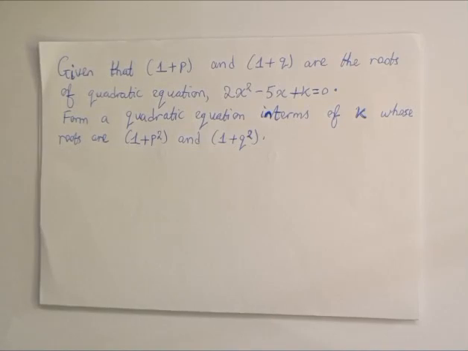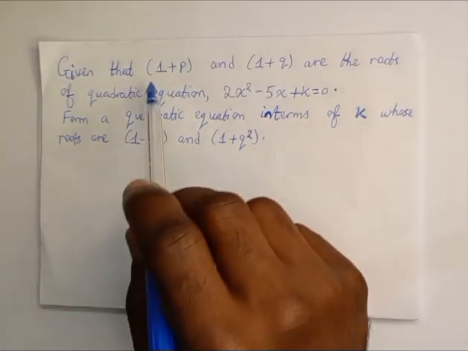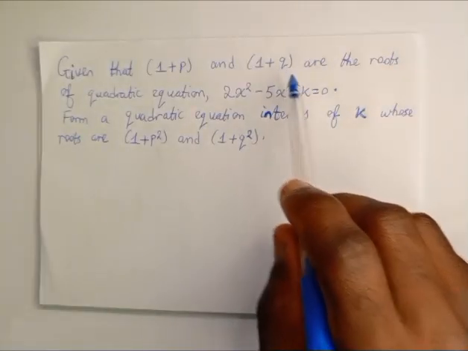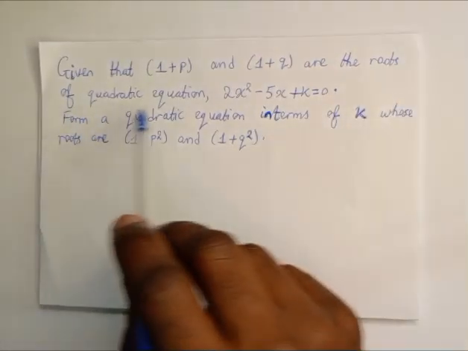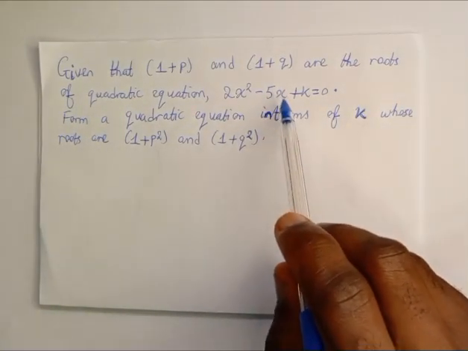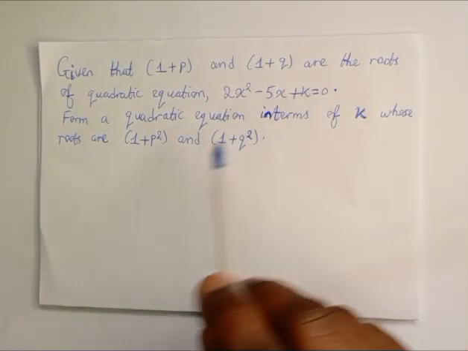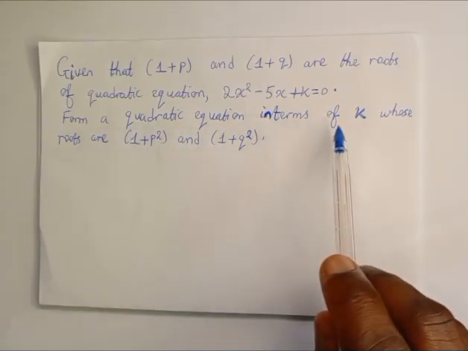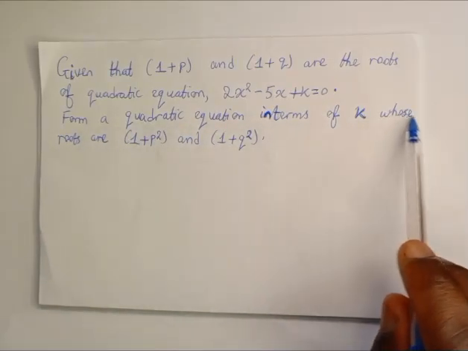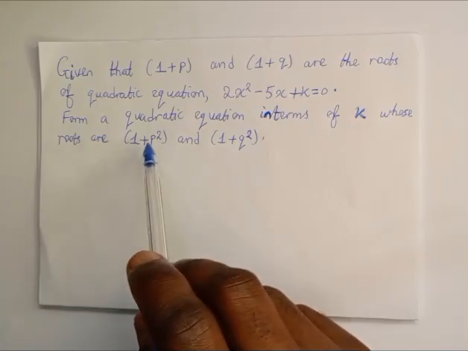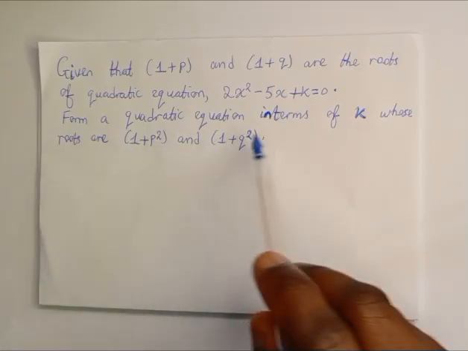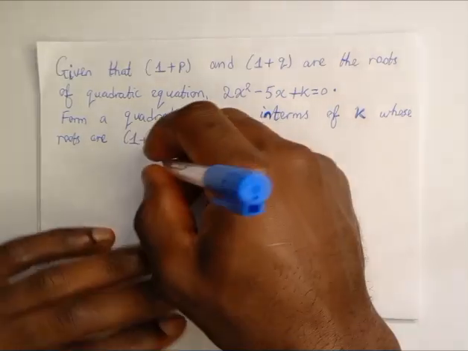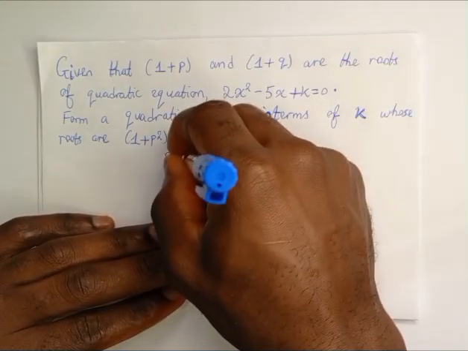We have to answer the following question. Given that 1 plus p and 1 plus q are the roots of the quadratic equation 2x squared minus 5x plus k equal to 0, form a quadratic equation in terms of k whose roots are 1 plus p squared and 1 plus q squared. We take the solution.